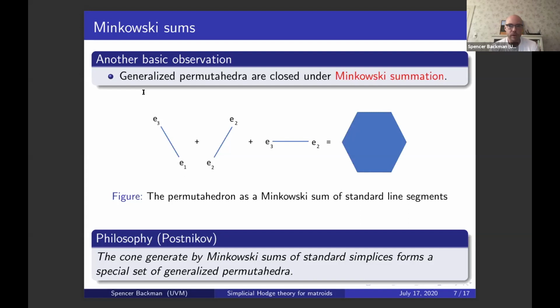So Postnikov really advocated in his seminal paper, Permutahedra, Associahedra, and Beyond, that you can look at this cone generated by Minkowski sums of standard simplices, and this forms a pretty special subcone of the cone of all generalized permutahedra. And if you want just a one-line idea of what my talk is about today, it's introducing a matroidal extension of this philosophy.